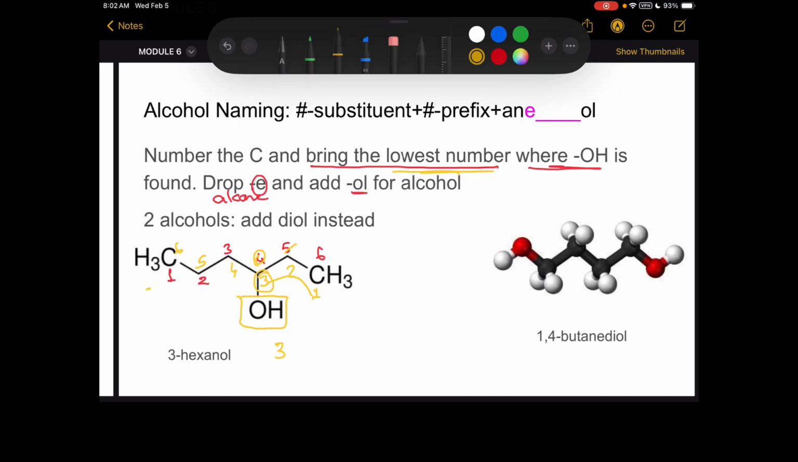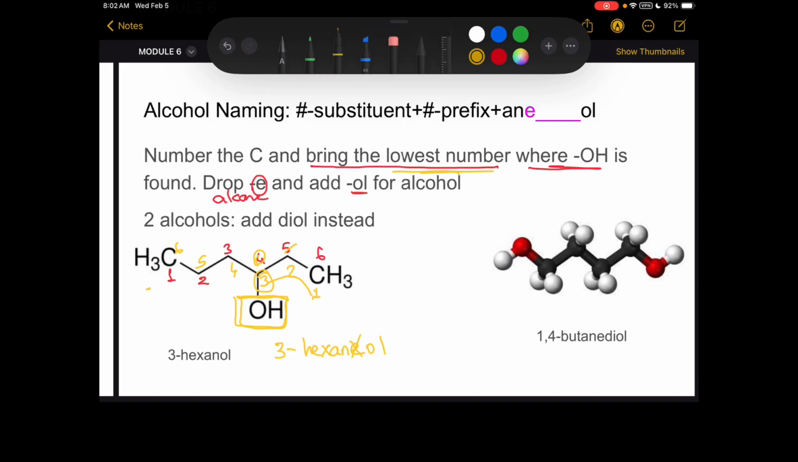Number 3 is where my OH is located. And then I'm going to put a dash. How many carbons? 6 carbons. What is the prefix for 6? Hexane, right? So I'm going to drop the E and replace it with O. 3-hexanol, because it has an OH group.